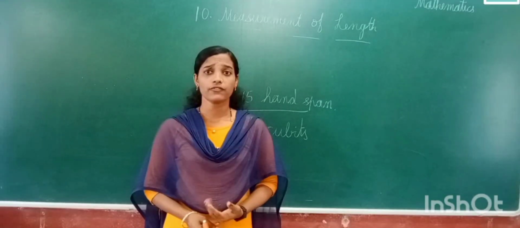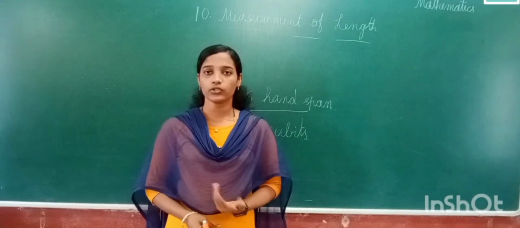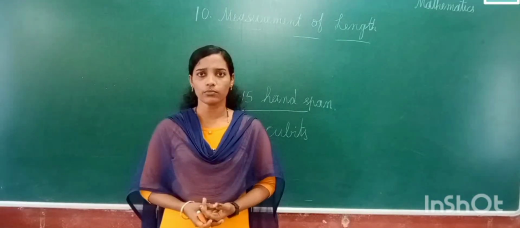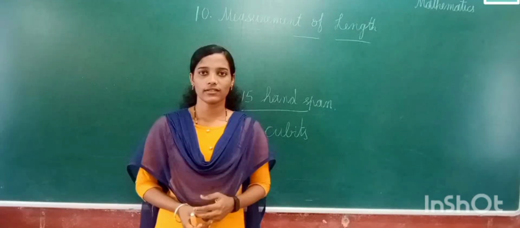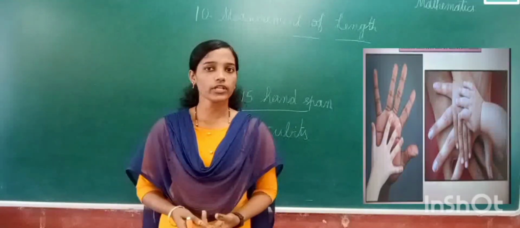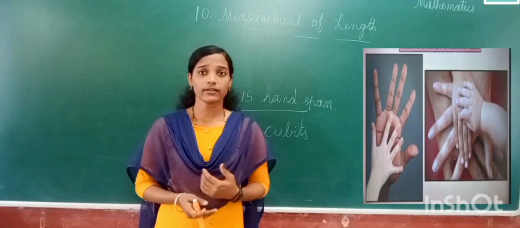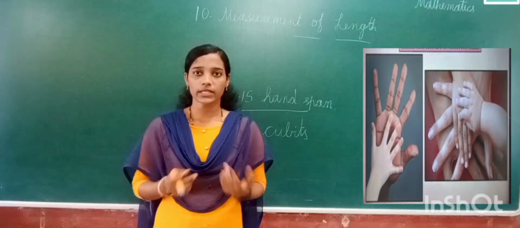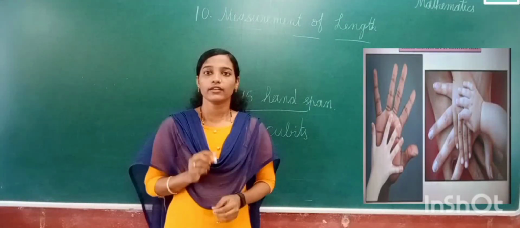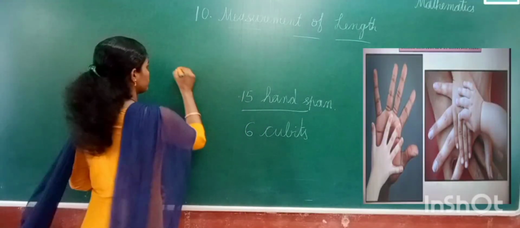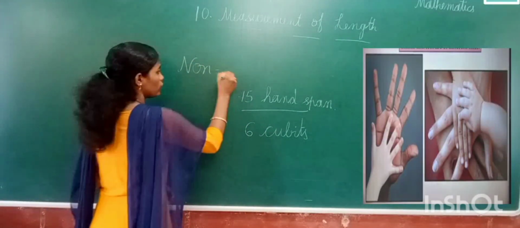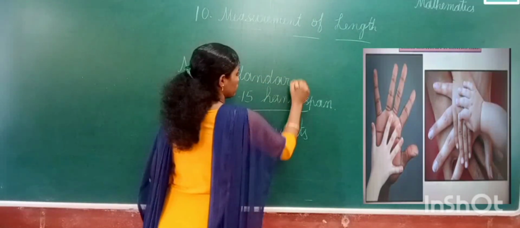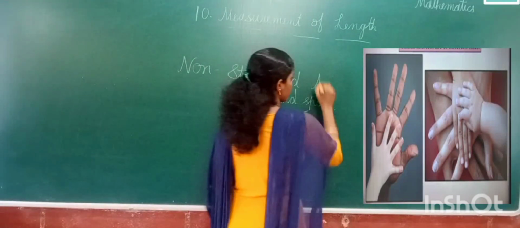So hand span, foot span, finger span and cubit are very easy and convenient methods of measuring things. But there is a small problem. What is the problem? The problem is that all of us do not have the same size of feet and hands. They can be in different sizes. And that's why these methods of measurement are called non-standard methods.